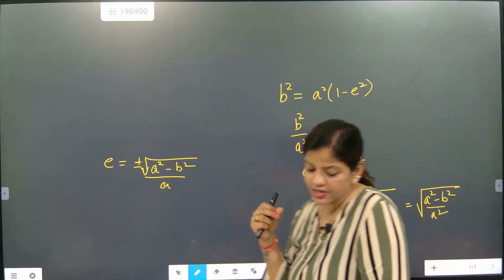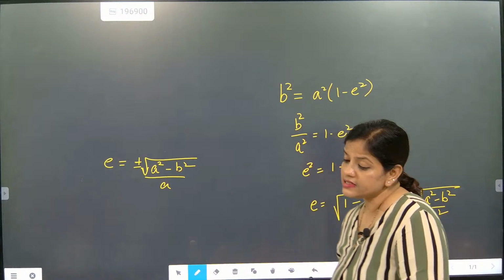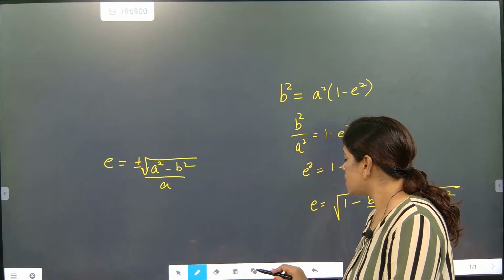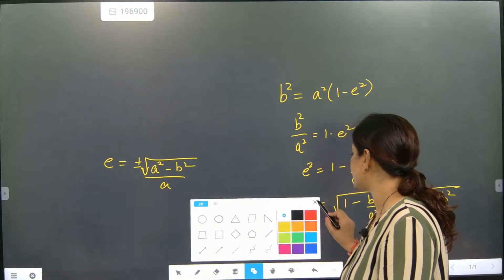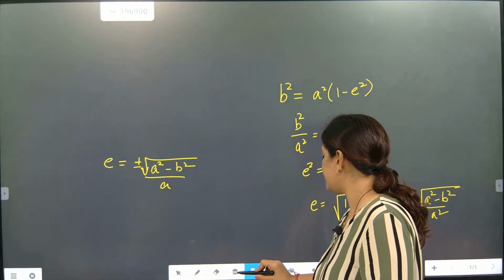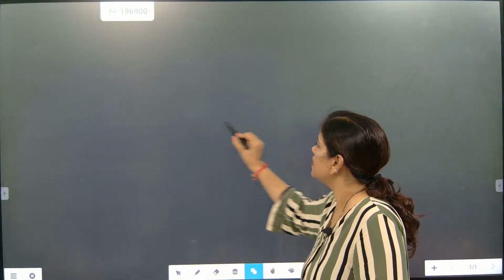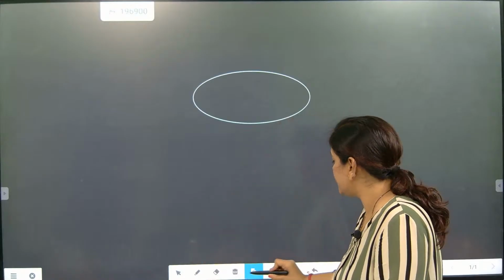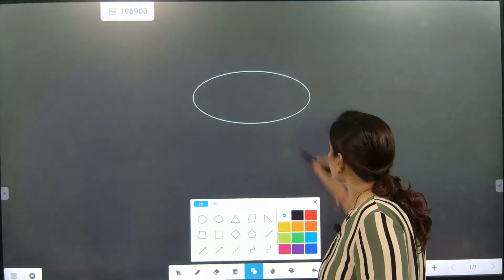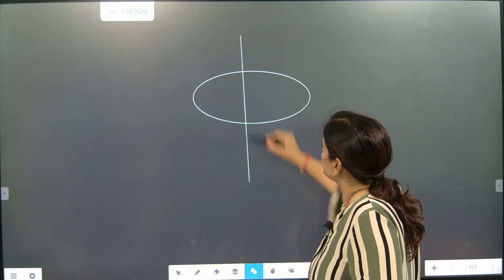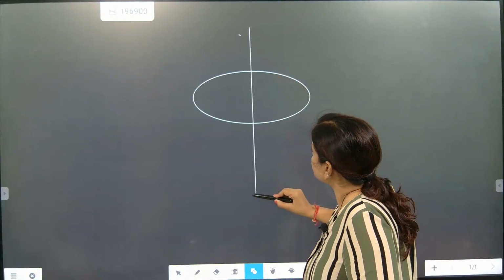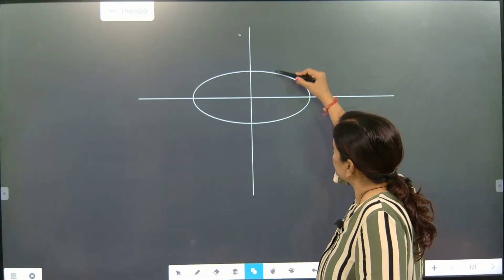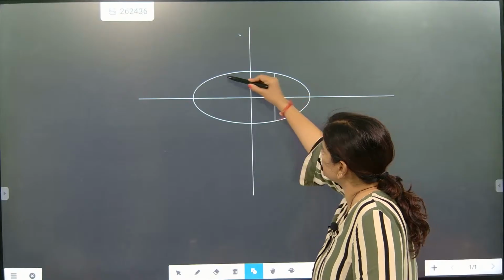Now beta, we will do the latus rectum. You know one thing: the latus rectum passes through the focus. So how can we derive the equation of the latus rectum? Check this one out. This is your ellipse. And I taught you that the ellipse latus rectum will pass through the focus. So definitely this is the latus rectum, passing through the focus.